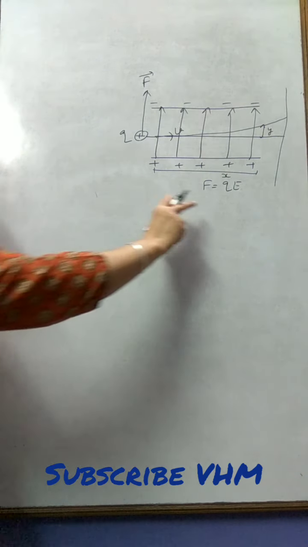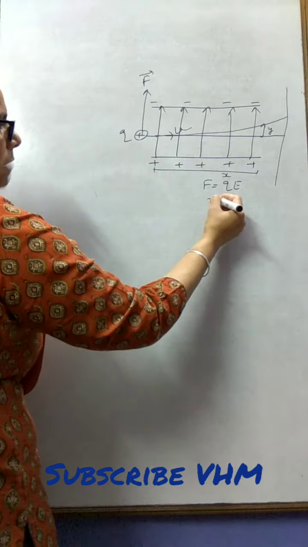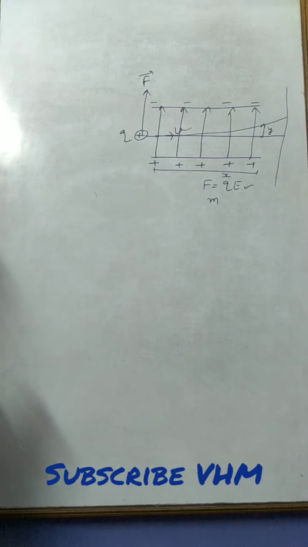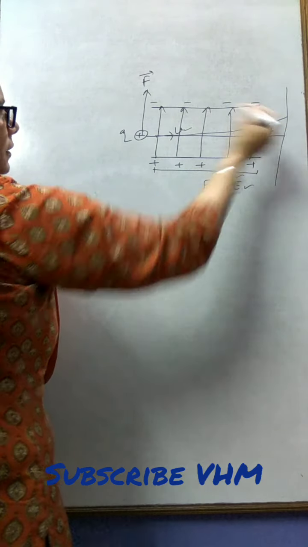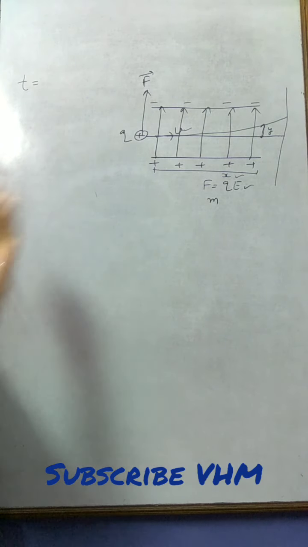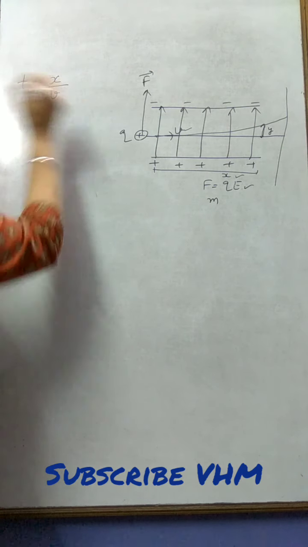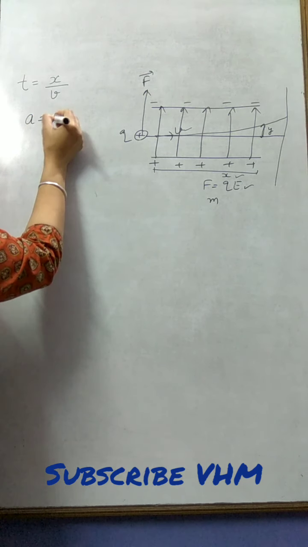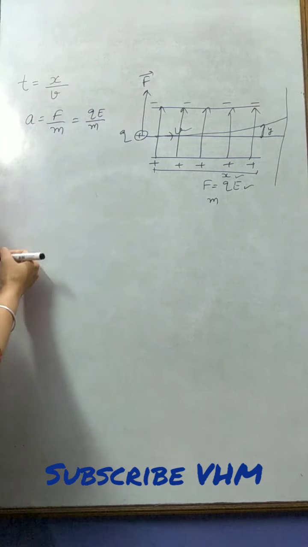The electric field is E, v is the velocity of the charged particle, and m is the mass. This is the force exerted by the electric field on the charged particle. Along horizontal, the distance is x, and along vertical, the distance is y. Let the charged particle take t time to cover this horizontal distance. So time is distance upon speed, x upon v. And the acceleration produced in the charged particle is qE upon m.